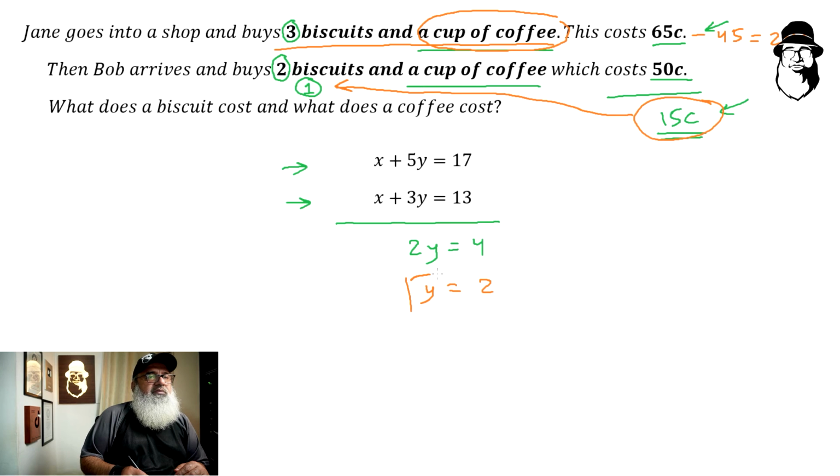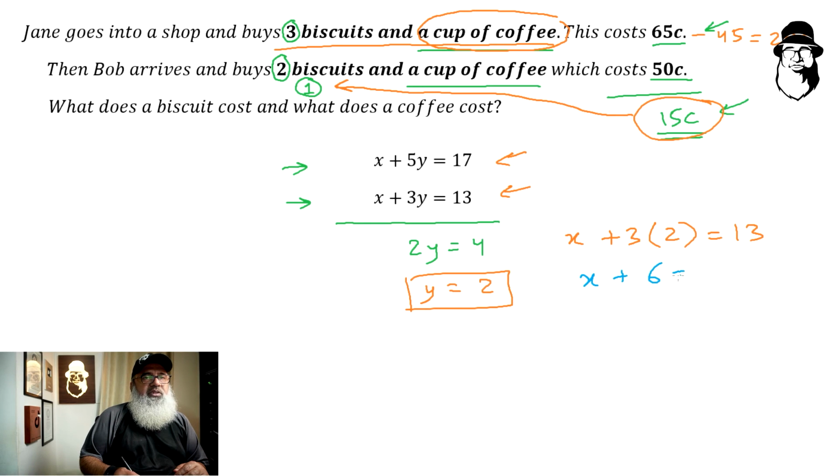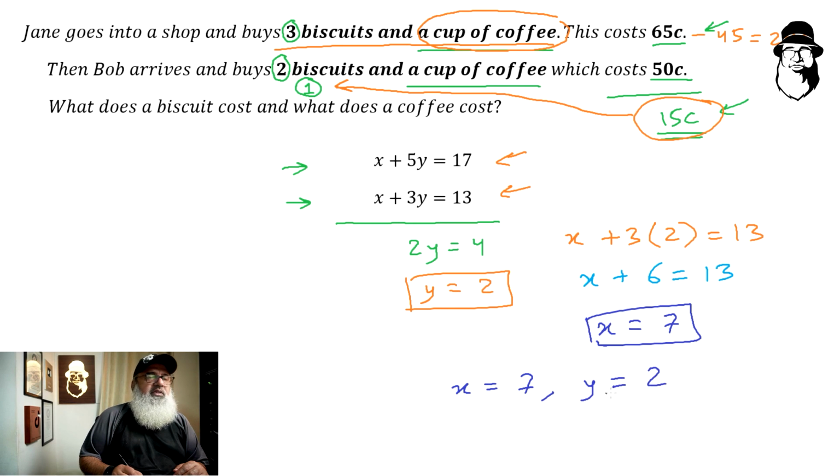And this value of y we can put in any equation, this one or this one, doesn't matter. Let's put it in the second one. So it will be x plus 3 times y, that is 2, is equal to 13. And then x plus 3 times 2 is 6 is equal to 13, and x is equal to 13 minus 6, that is 7. So we write it like this: x is equal to 7 and y is equal to 2. That is the solution of these simultaneous equations.